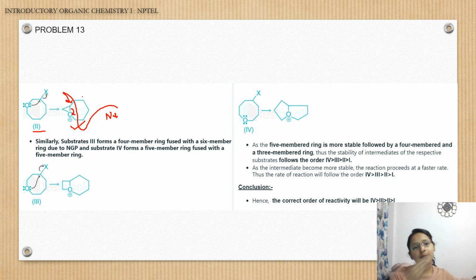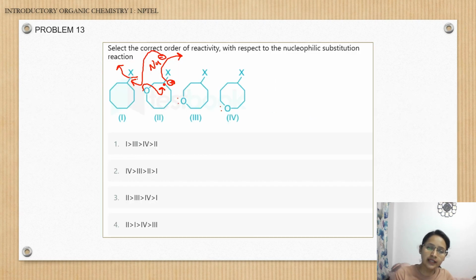So this is how the neighboring group participation feels. Here, if only X is leaving and a carbocation is getting generated, if there is no oxygen present to stabilize this carbocation, trust me, it is not that much stabilized, and the nucleophilic attack at this carbon is very slow. But if the oxygen is present in the neighbor, it will stabilize this carbocation and will actually enhance the formation of that carbocation, right?